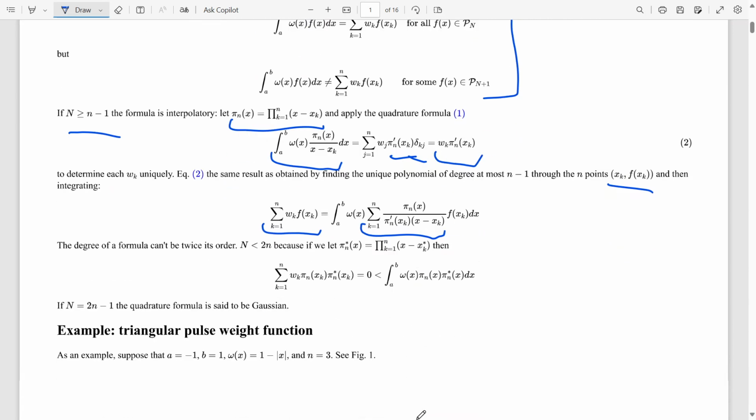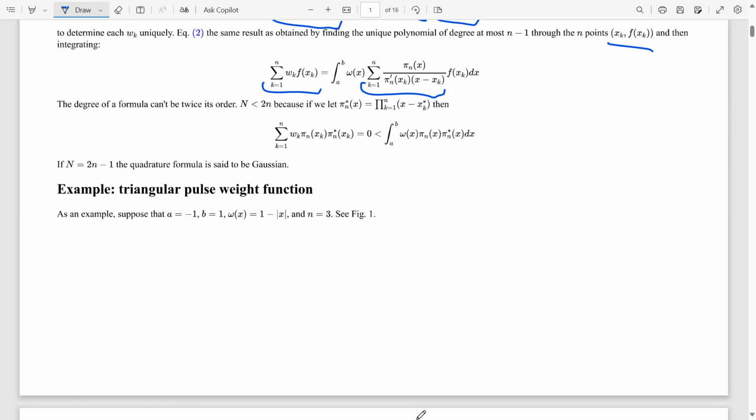The degree of a quadrature formula can't be twice its order, because if we define pi star of x as shown, then the quadrature formula for this integral produces 0, but that's incorrect because the integral is inherently positive. If the degree equals 2n minus 1, the quadrature formula is said to be Gaussian.